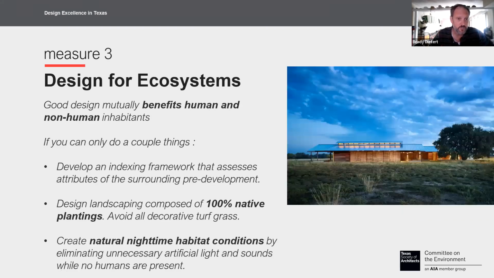Design for ecosystems. This one is about the natural environment. Good design mutually benefits humans and non-human inhabitants. If you can only do a couple of things, develop an indexing framework that assesses attributes of the surrounding pre-development.